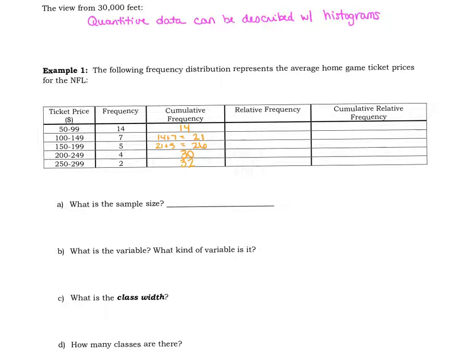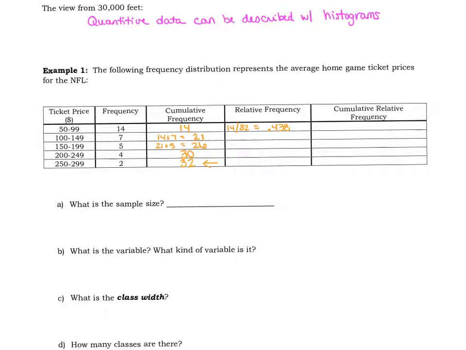So relative frequency would be those 14 in the first category out of the total number. Notice we've got the total number down there in the cumulative frequency. This little guy right there is your total number, since we added them all up at that point. So 14 out of 32, which as a decimal is 0.438.